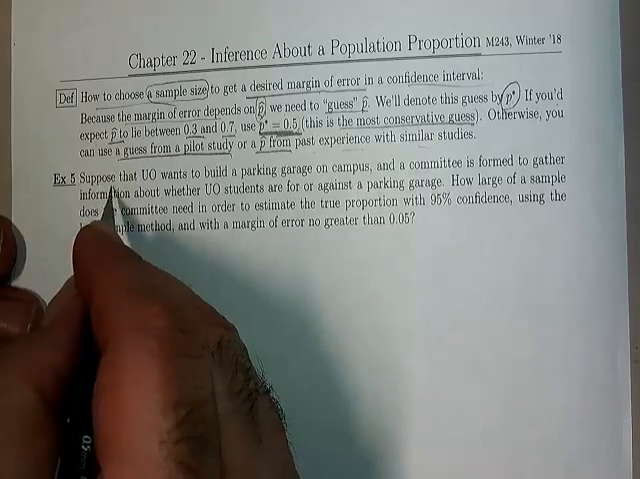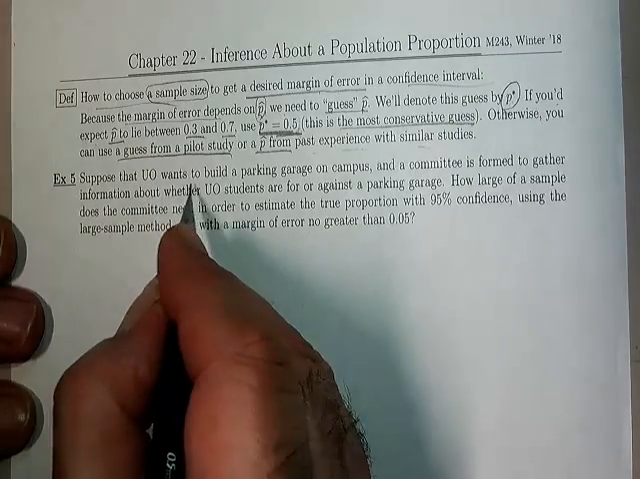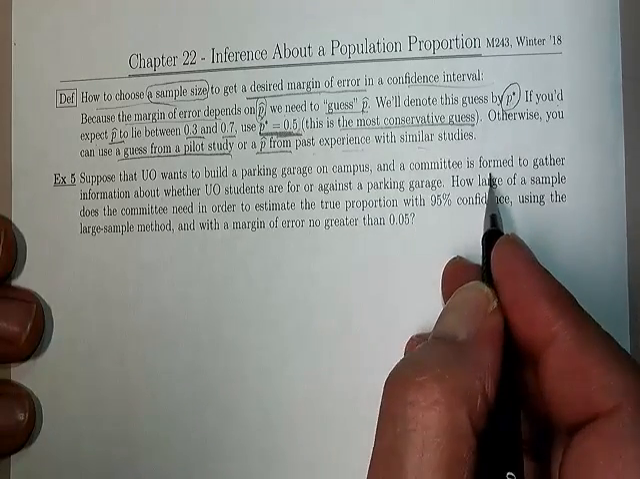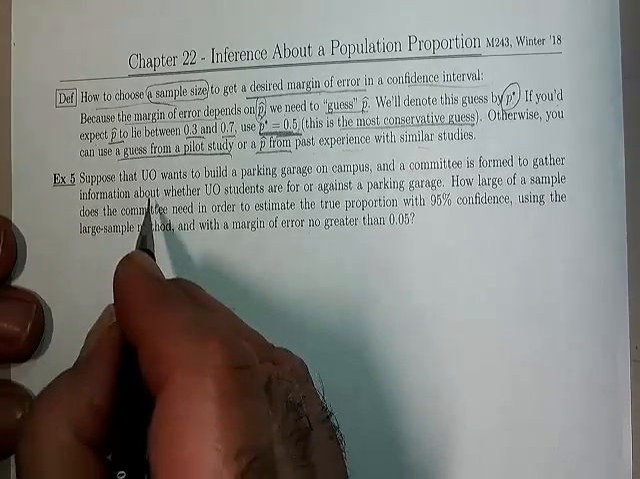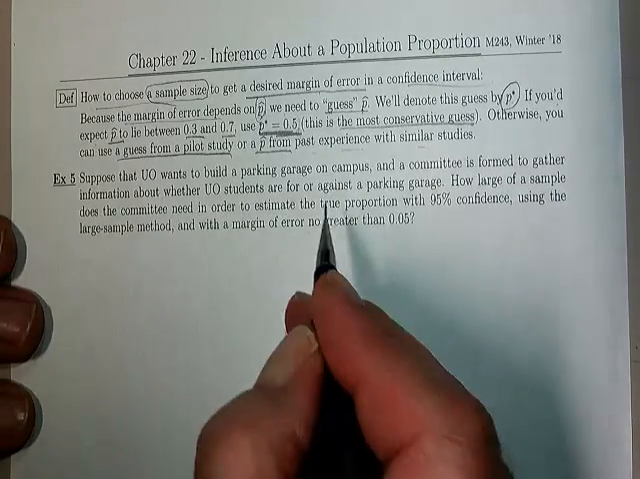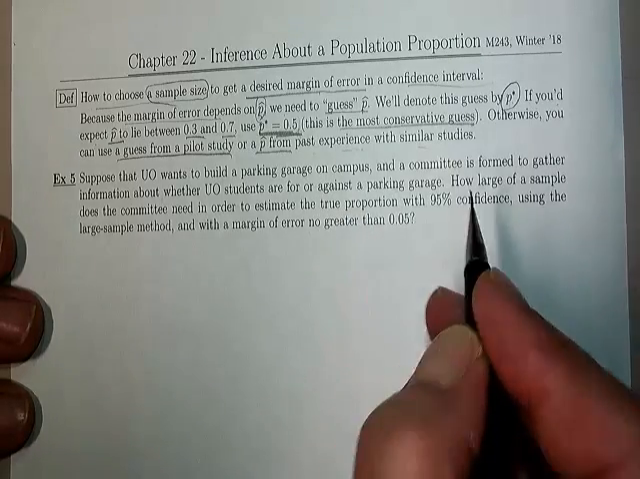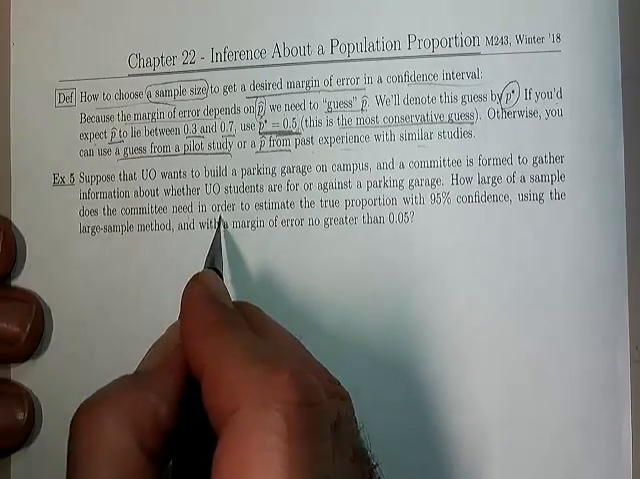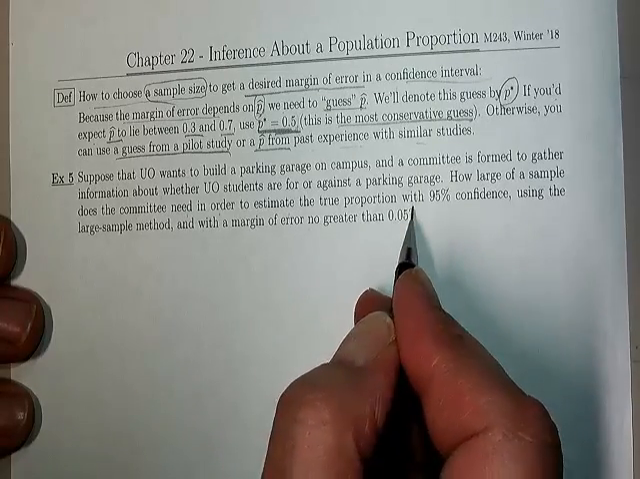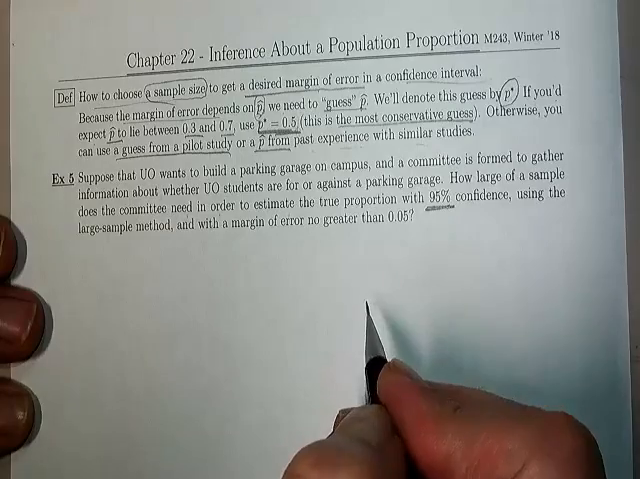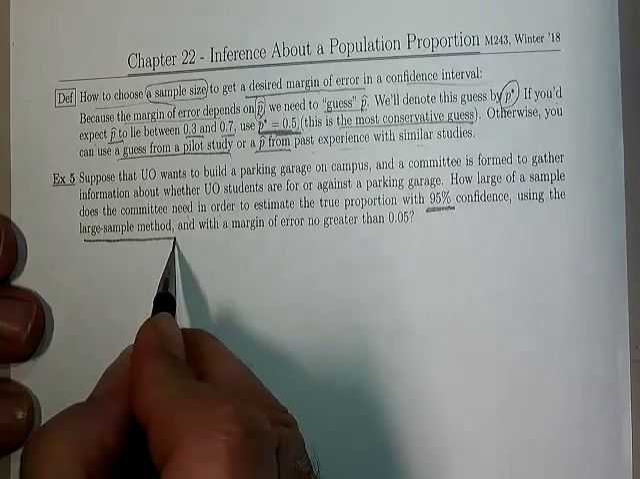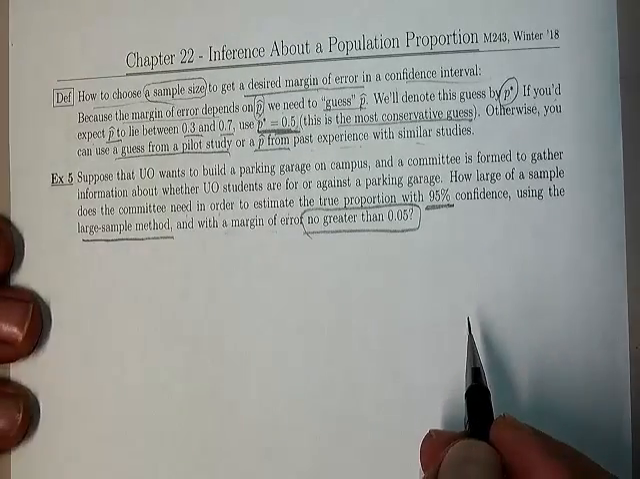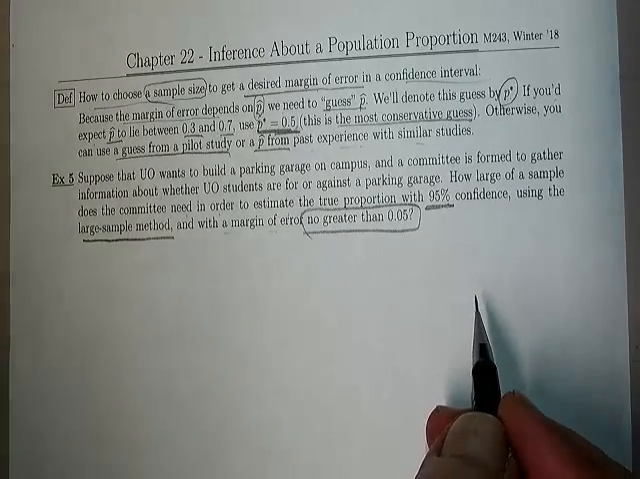Example 5. Suppose that U of O wants to build a parking garage on campus, and a committee is formed to gather information about whether U of O students are for or against the parking garage. How large of a sample does the committee need in order to estimate the true proportion with 95% confidence using the large sample method with a margin of error no greater than 0.05? All right.